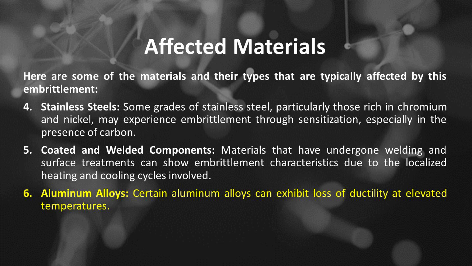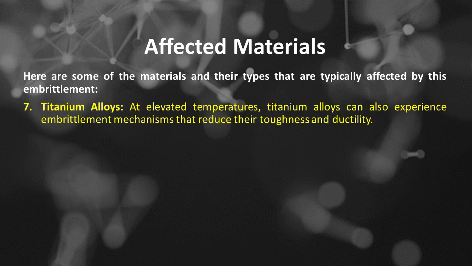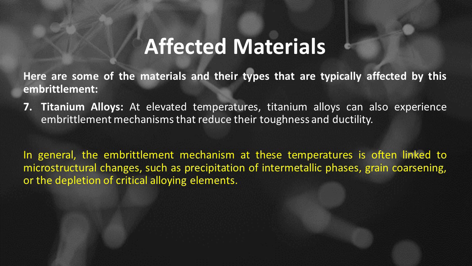Certain aluminum alloys can exhibit loss of ductility at elevated temperatures. Number 7 is titanium alloys. At elevated temperatures, titanium alloys can also experience embrittlement mechanisms that reduce their toughness and ductility. In general, the embrittlement mechanism at these temperatures is often linked to microstructural changes, such as precipitation of intermetallic phases, grain coarsening, or the depletion of critical alloying elements.